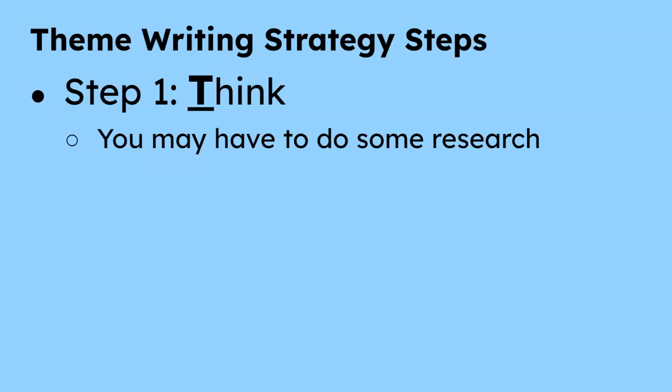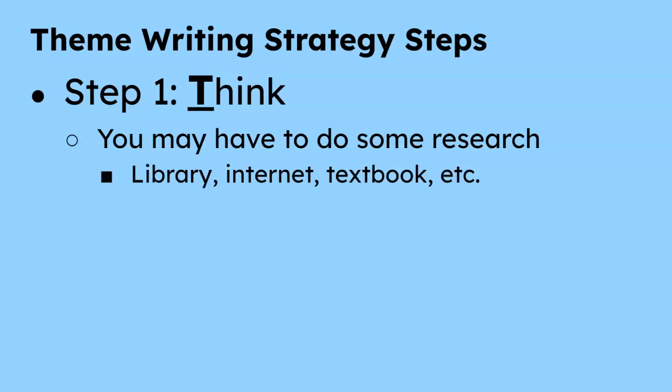If you're writing a short theme, you may have a lot of information in your head. In this case, you think about what you already know and you make a quick list of your ideas on a piece of paper. If you are writing a longer theme, or if you have to write a short theme about which you know nothing, you will probably have to do some research to find information. Some good places to find the research would be the library, the internet, the textbook, places like that.